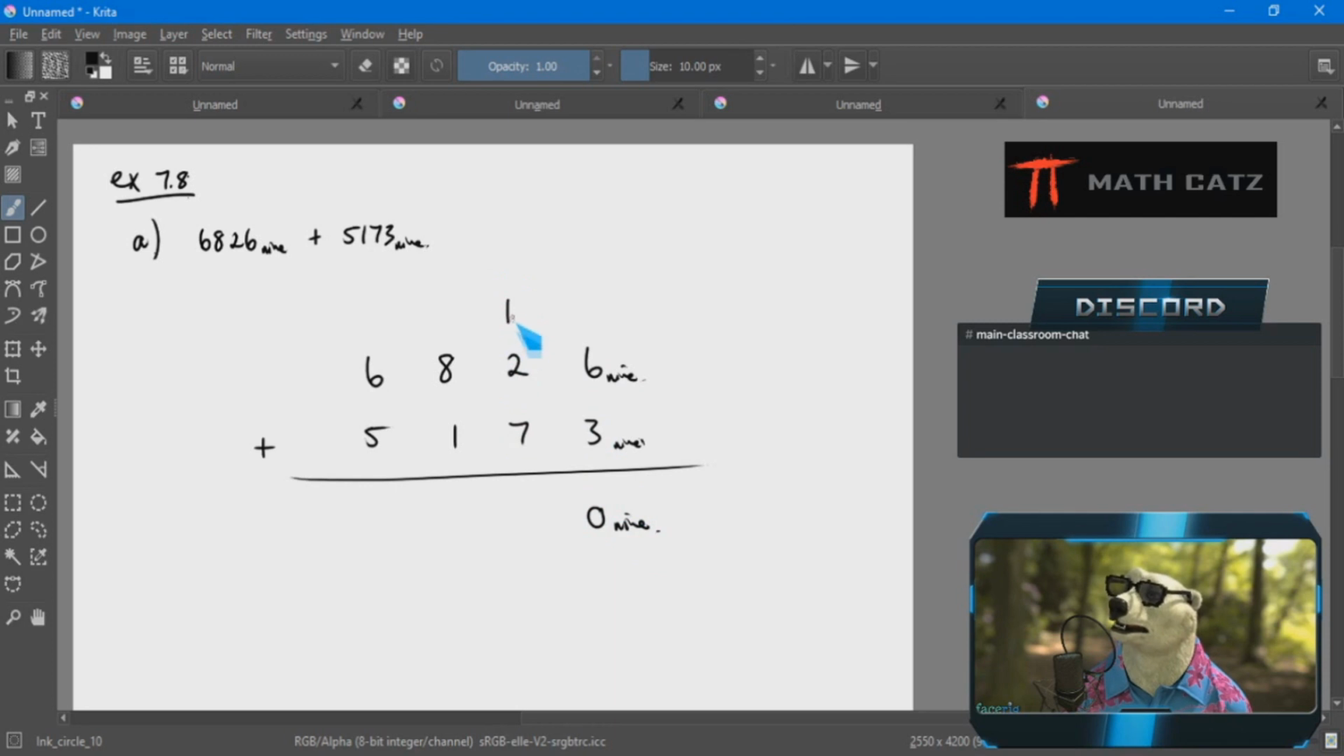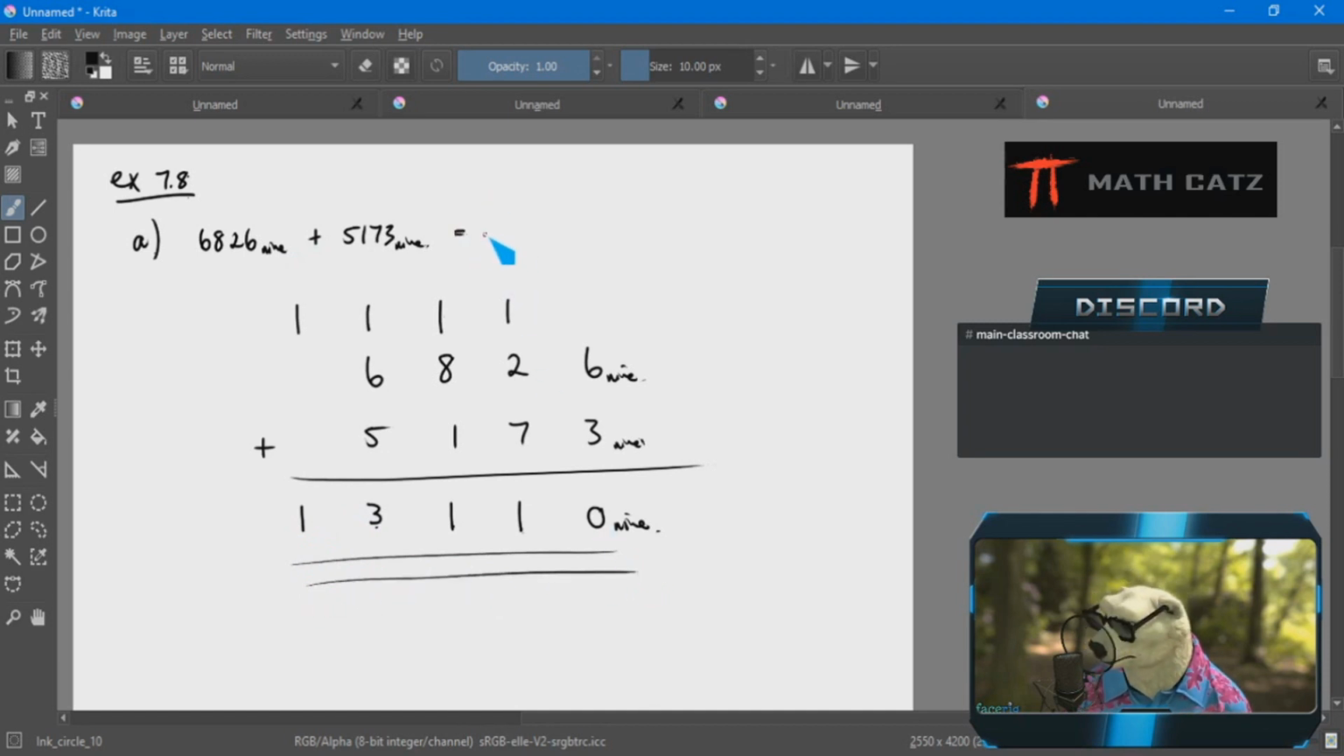Next column, 1 plus 2 plus 7 is 10. 10 is one group of 9, 1 left over. Next column, 1 plus 8 plus 1 is 10 again. One group of 9, 1 left over. Last column, 1 plus 6 plus 5 is 12. That's one group of 9 and 3 left over. Another column is created here, but there's not much to do. So the answer is 13110 base 9.